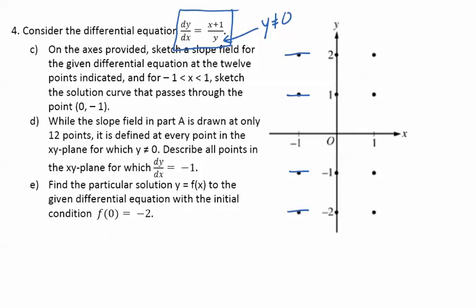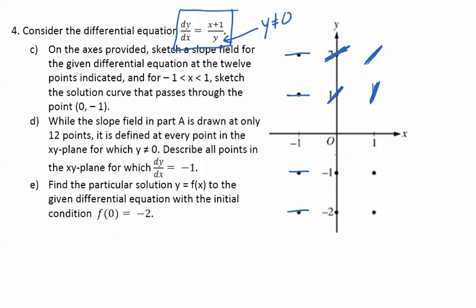If we have x is 0 and y is 1, we get a slope of 1. If x is 0 and y is 2, we get a slope of 1/2. At 1, 1, we get a slope of 2. And you can tell I'm not being very careful here to move quickly. And when x is 1 and y is 2, we'll get a slope of 1 again.